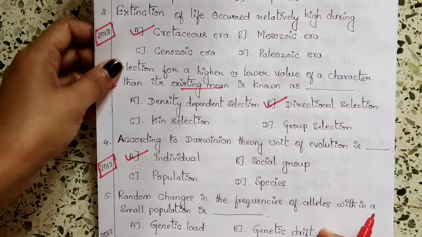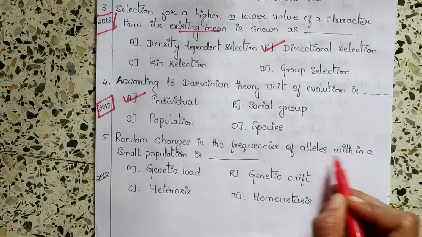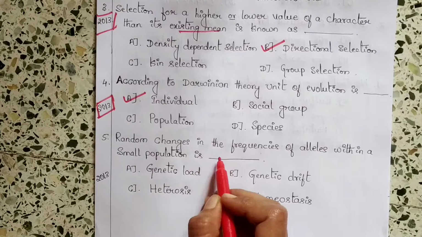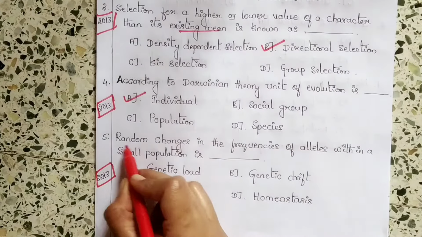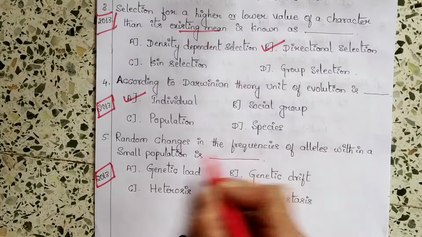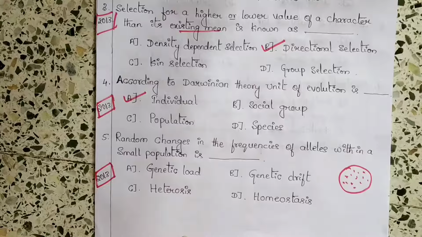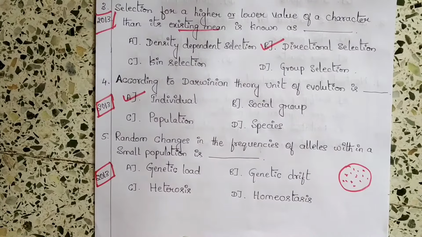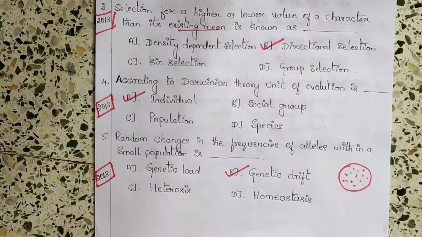Okay, next let us move on to the fifth one. The random changes in the frequencies of alleles within a small population, which was asked in the year 2013. So they are saying there are random changes in the frequencies of alleles within a small population. The answer for this is genetic drift.